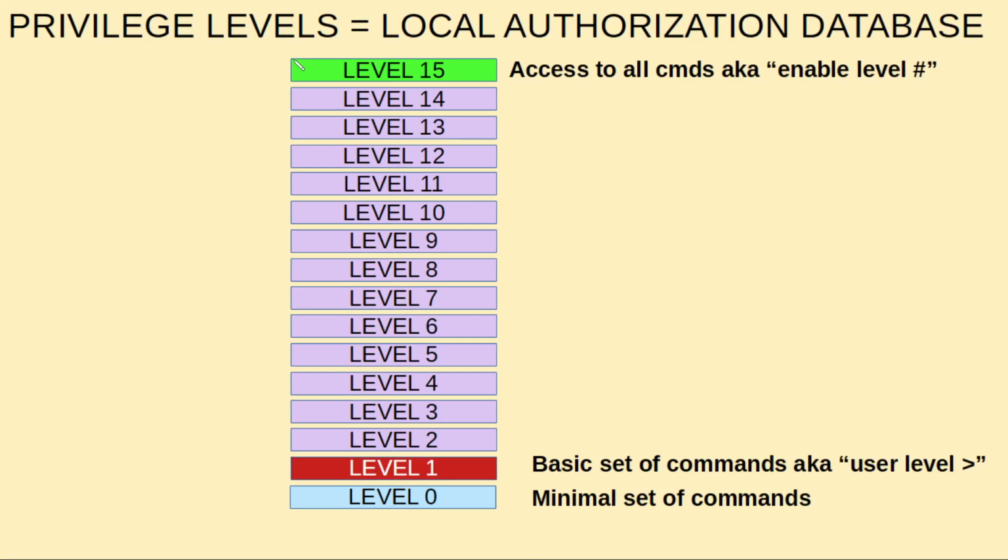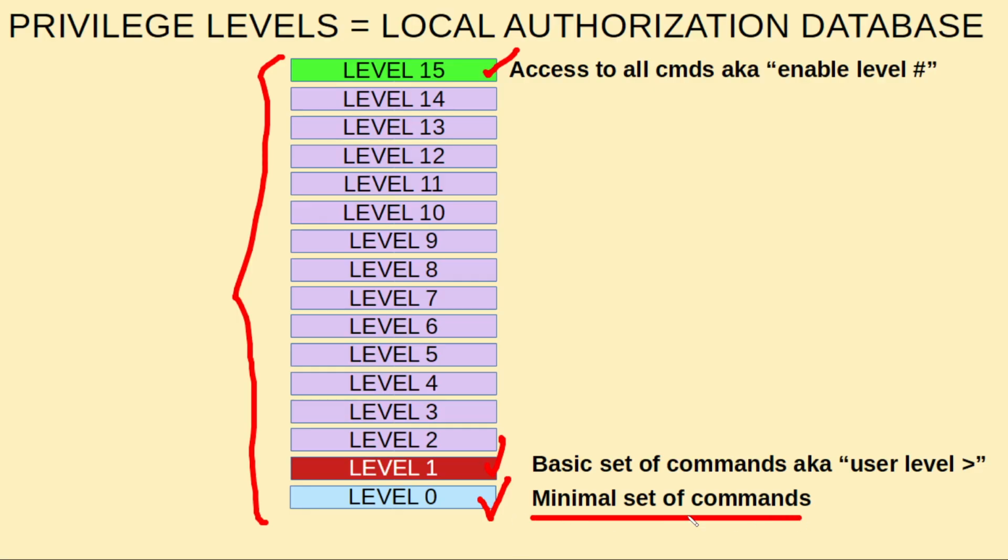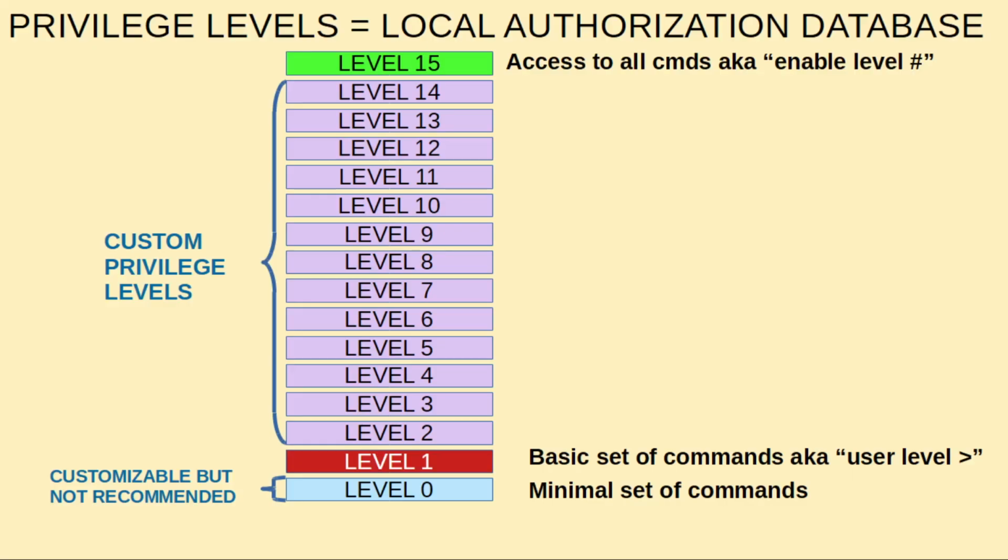So we have 16 levels available. We have by default level 0, 1, and 15 pre-configured with default settings. Level 0 offers a minimal set of commands. Level 1 offers a basic set of commands. It is also known as the user level exec. And level 15 provides access to everything. It is known as the enable level. In order to create our local authorization database, we may customize level 2 to 14. We may also customize level 0, but that is not recommended.